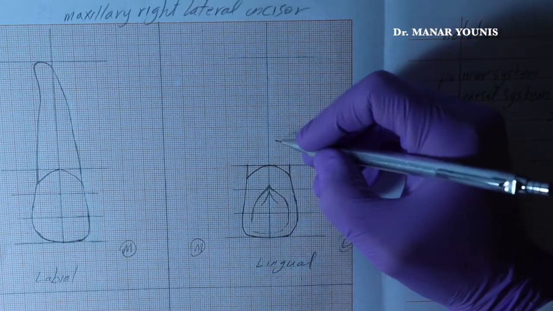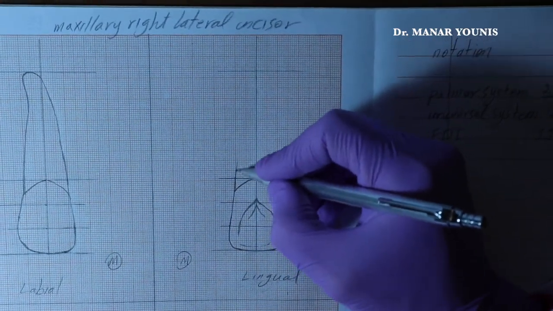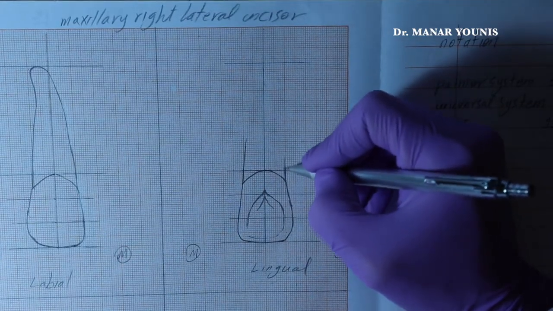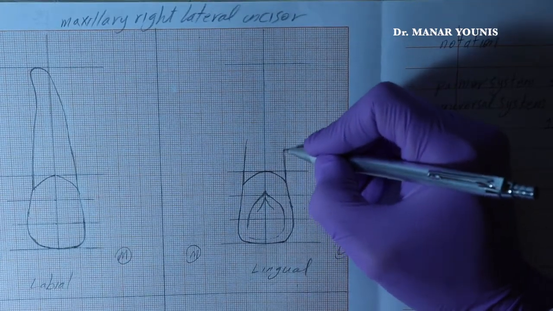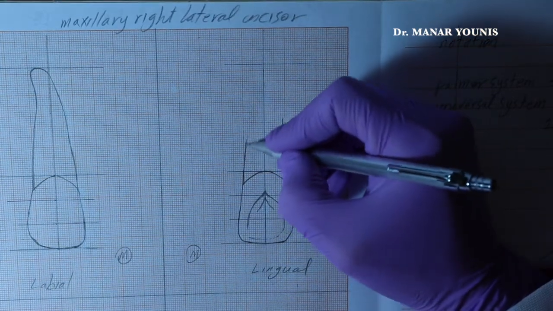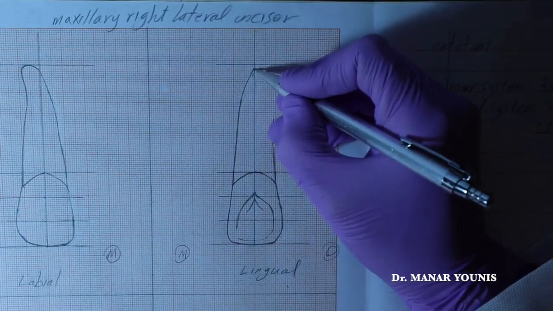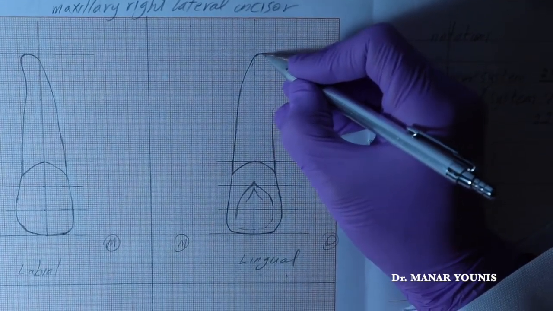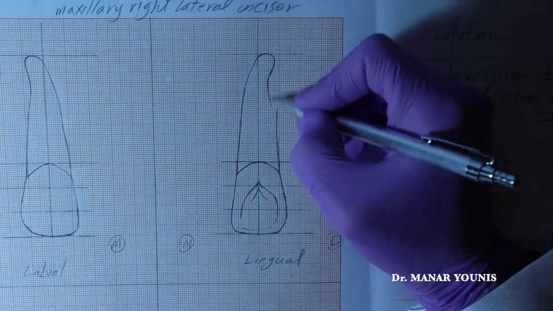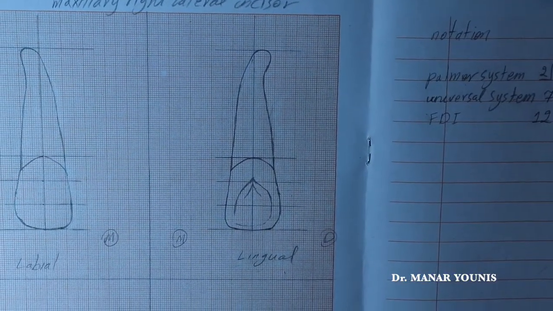Now I complete the root outlines. As we said, the root tapers evenly from the cervical area toward the apical third, where it curves distally. This is the lingual aspect completed.